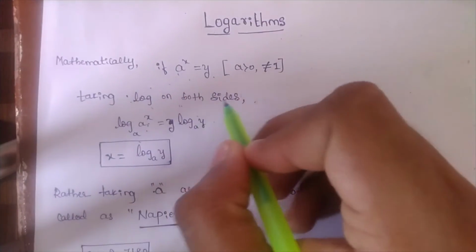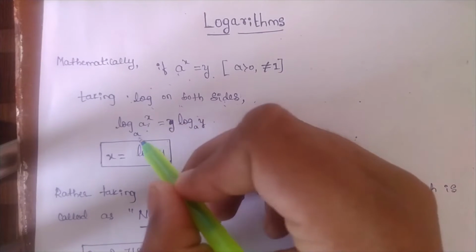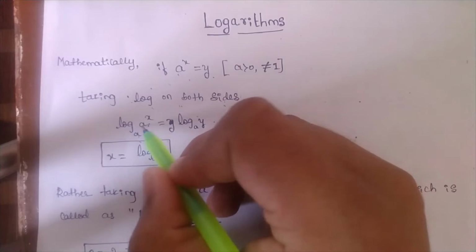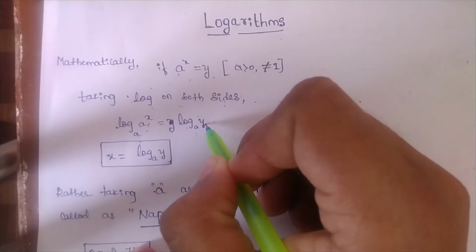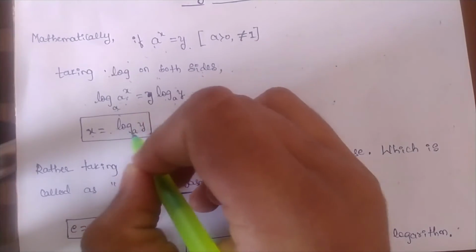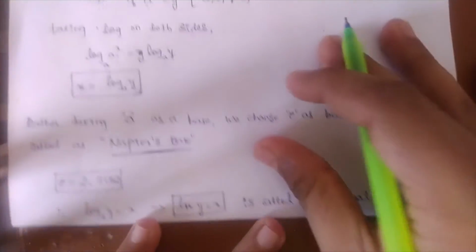So taking log on both sides with base a, log a^x base a equals log y base a, so x equals log y base a. We'll see this property in the upcoming section.